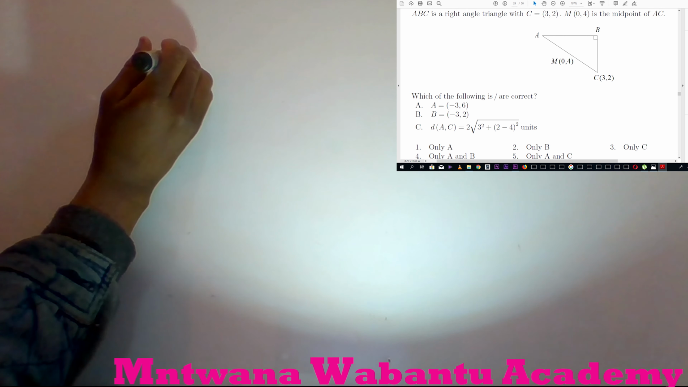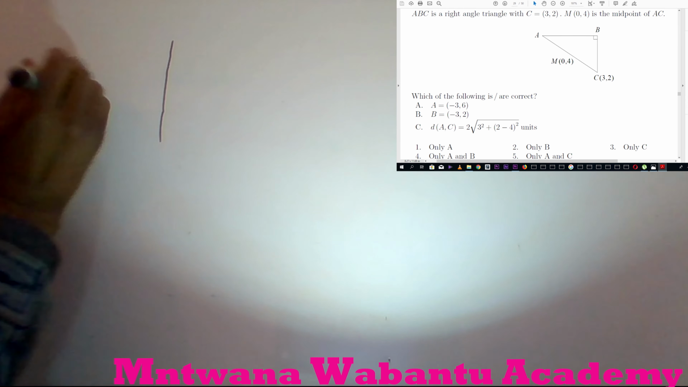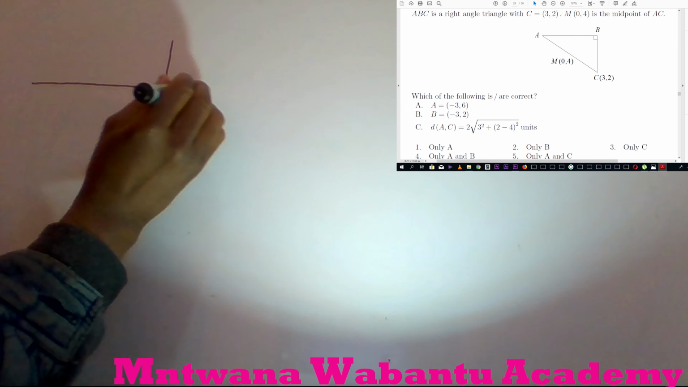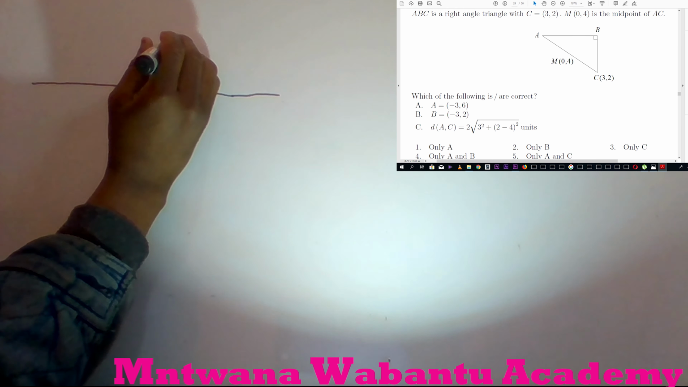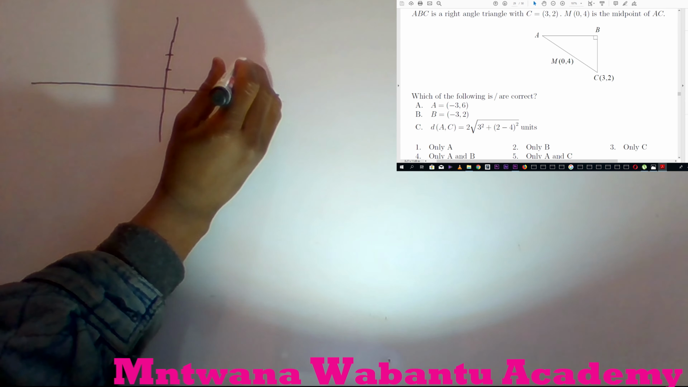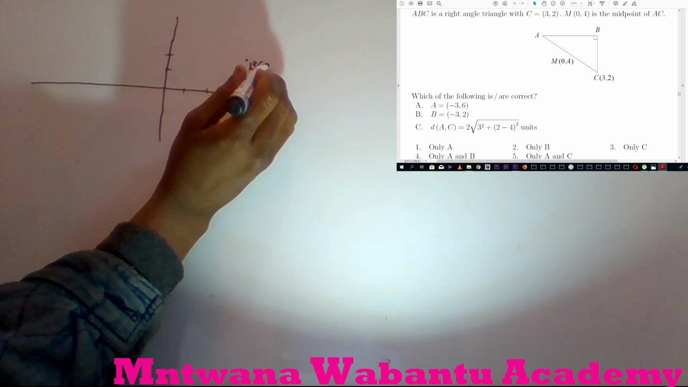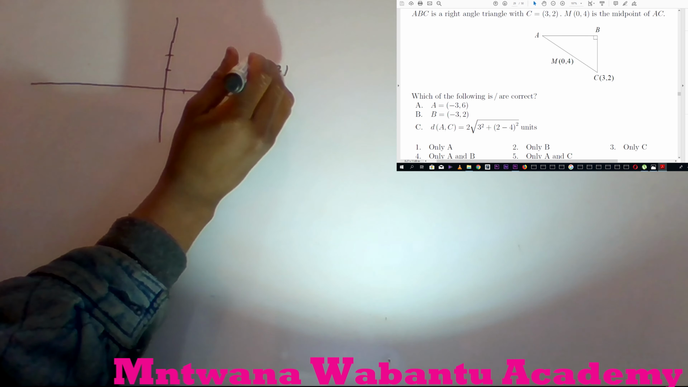Cartesian plane, right? So this is a Cartesian plane, and then we have B. B is 3 and 2. 3 and 2 is somewhere here. Let's say 1, 2, and 3, and 2 is 1 and 2. So 3 and 2 is here. So this is B, 3 and 2. This is our coordinate B.